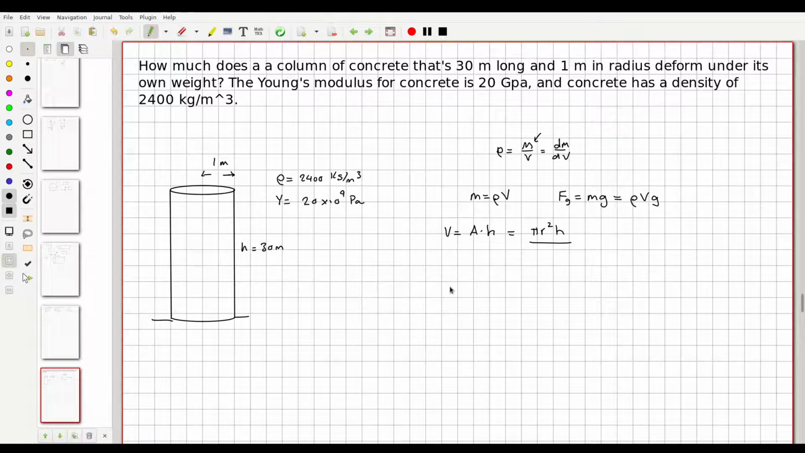So the force here, and I'm going to use this version right here, is rho times v times g, or rho times A times h, there's your volume, times g. The pressure due to that force is this.